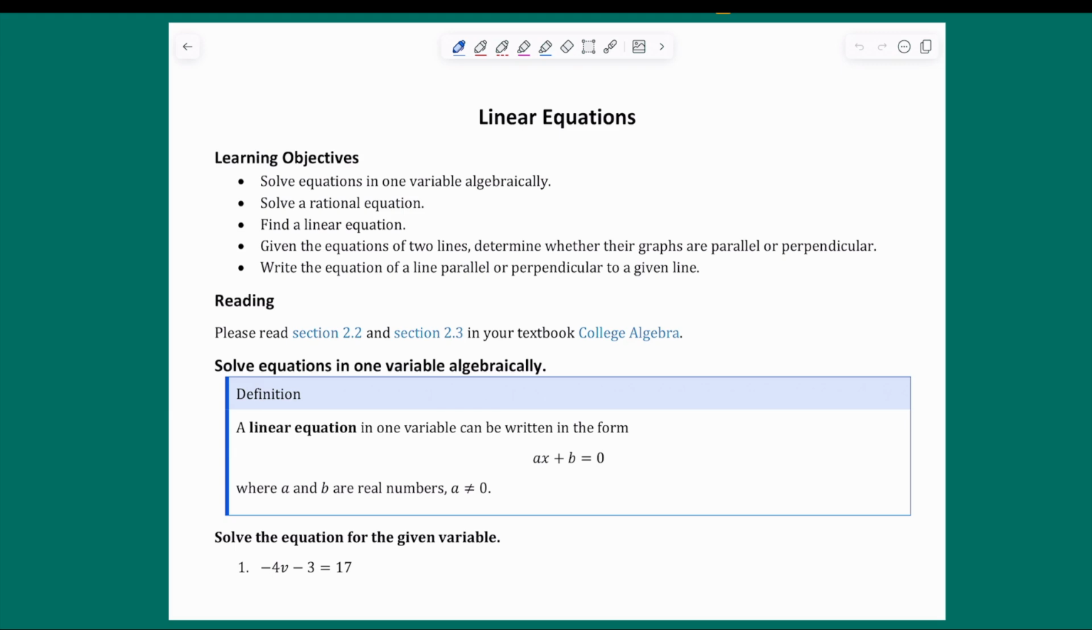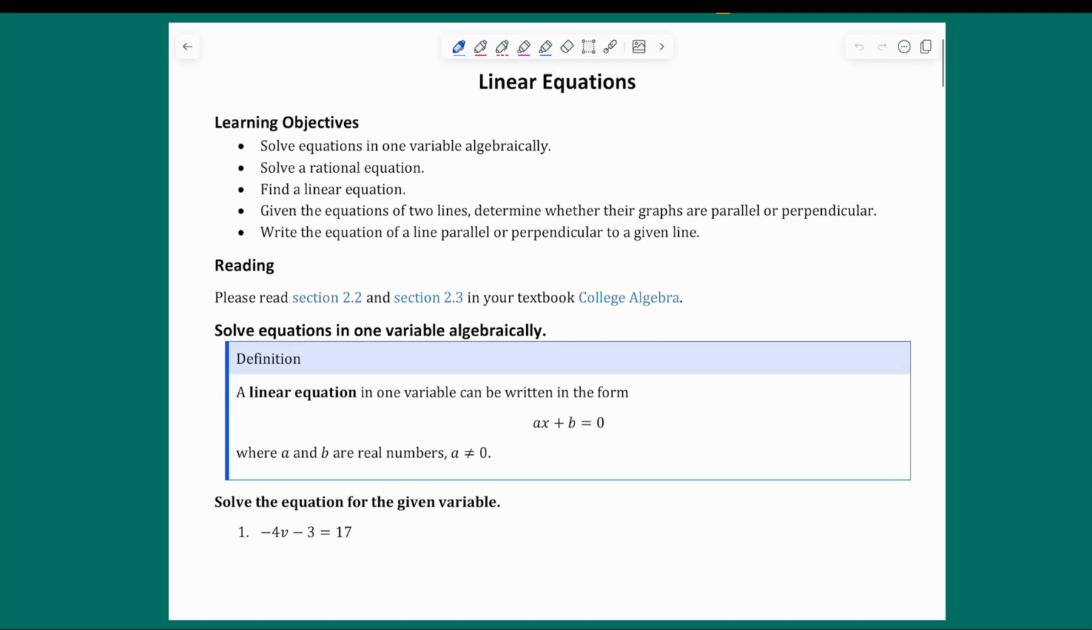Alright, today's topic is linear equations, and the learning objectives for this set of notes are to solve equations in one variable algebraically, solve a rational equation, find a linear equation, and given the equations of two lines, determine whether the graphs are parallel or perpendicular, and then write an equation of a line parallel or perpendicular to a given line.